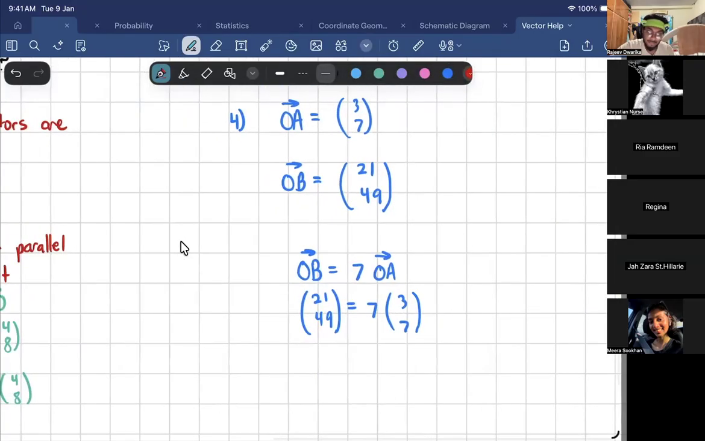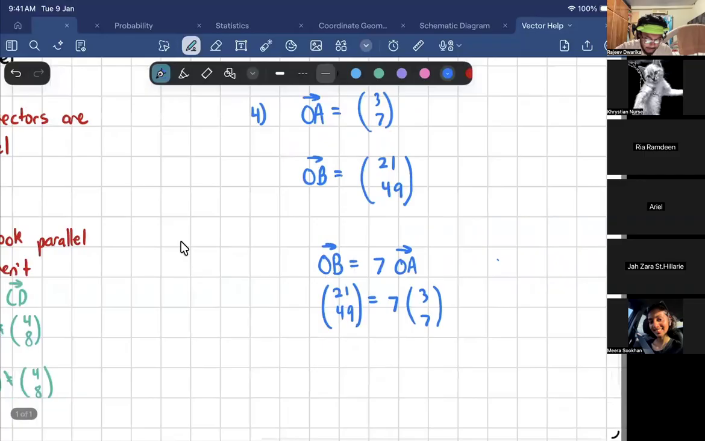Do you understand now? In addition to being parallel, they will also be collinear because both of them start at point O. But I'll talk about collinearity just now.